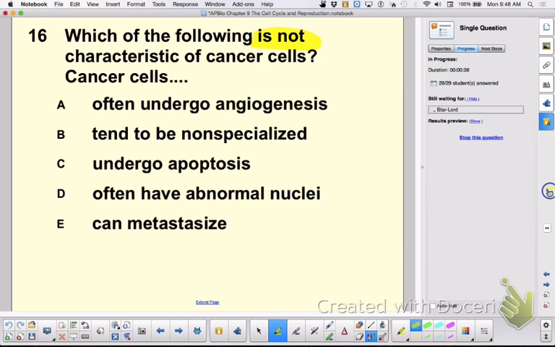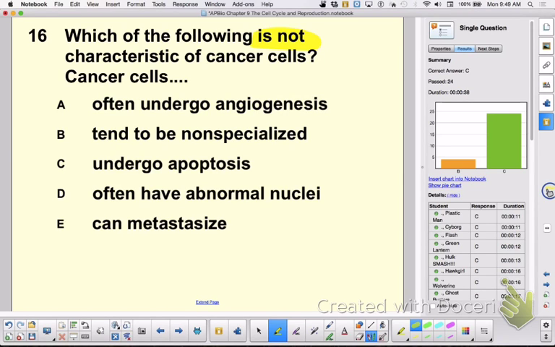Cancer cells tend to be unspecialized. The problem is that they don't undergo apoptosis, cellular suicide.